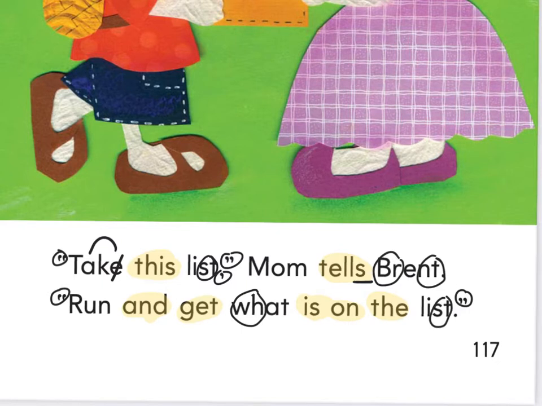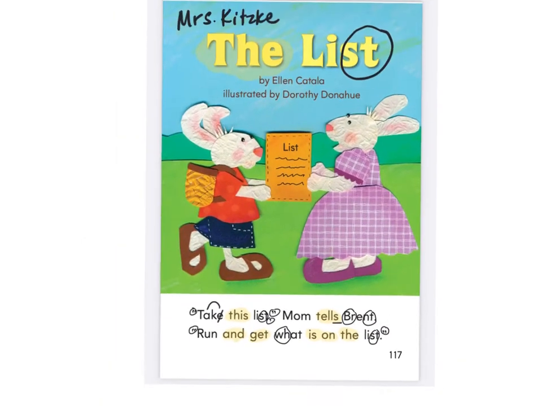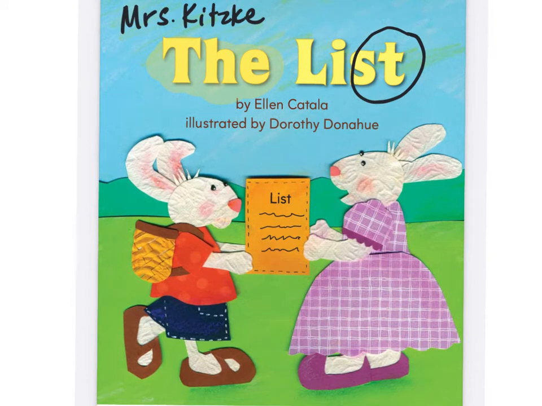Okay, let's read together under the word take. Finger under take, let's read. Ready and read. Take this list. Mom tells Brent, run and get what is on the list. Okay, so who is mom, do you think? The one with the dress. Okay, and what is this guy's name? Brent. And what did mom tell Brent to do? Take the list. Take the list and go where? Well, get the stuff on the list, right?